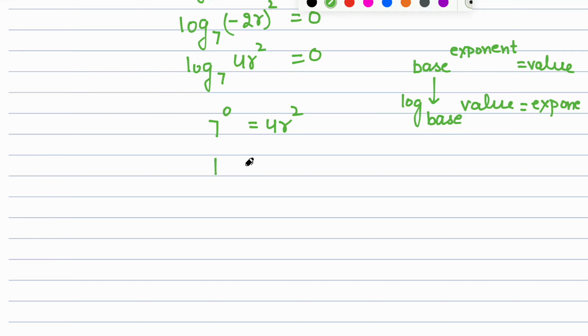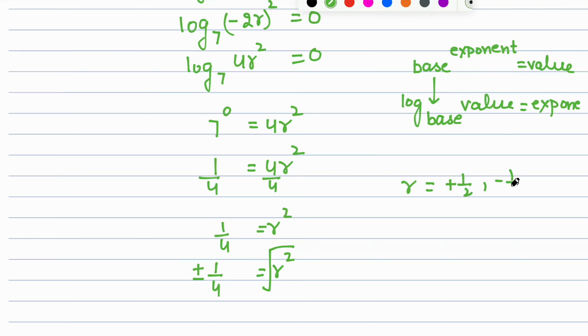Anything raised to power 0 is equal to 1, so 1 equals 4r squared. Dividing by 4 on both sides, r squared is equal to 1 by 4. Now always remember one thing: when you square root both sides, you always put a plus minus sign, because the square of a negative number or of a positive number is always positive. So always remember this thing. So r will be equal to plus 1 by 2 and minus 1 by 2.